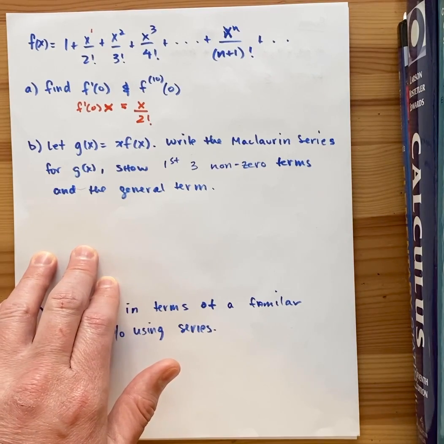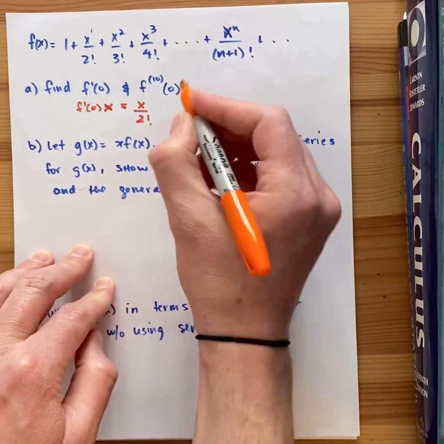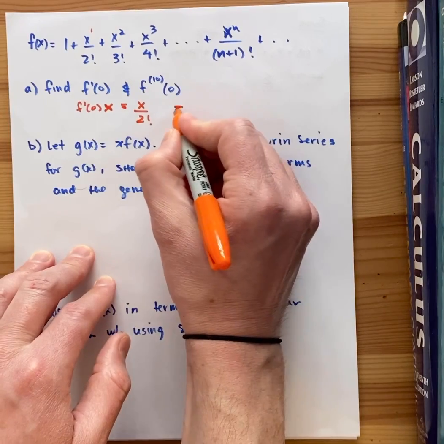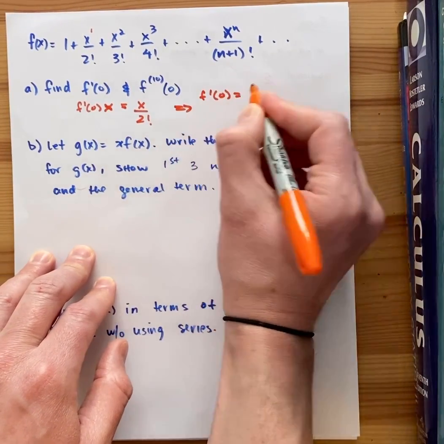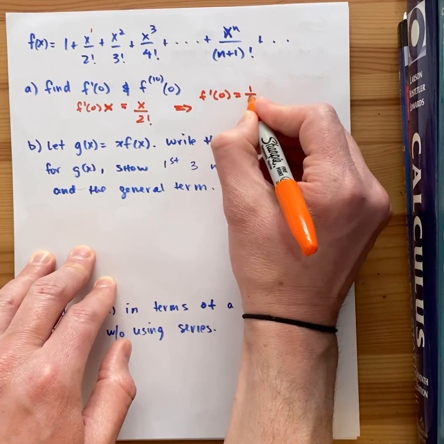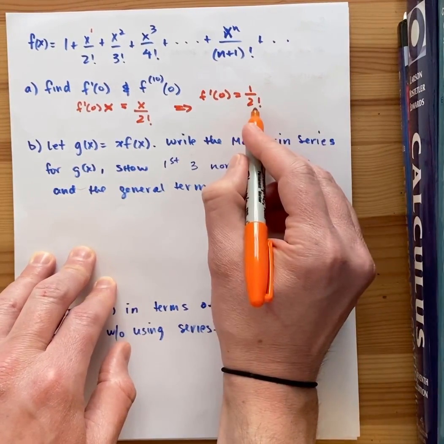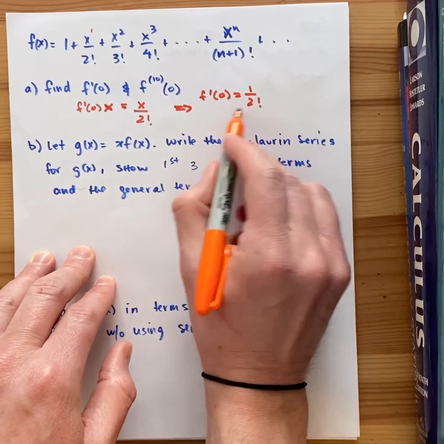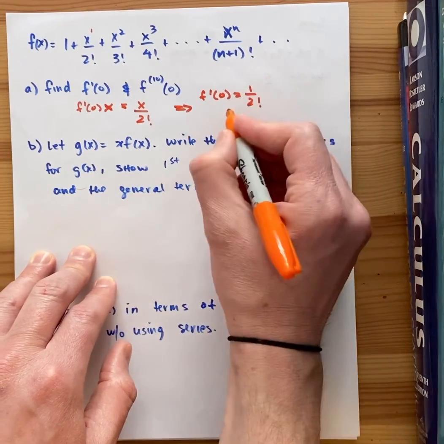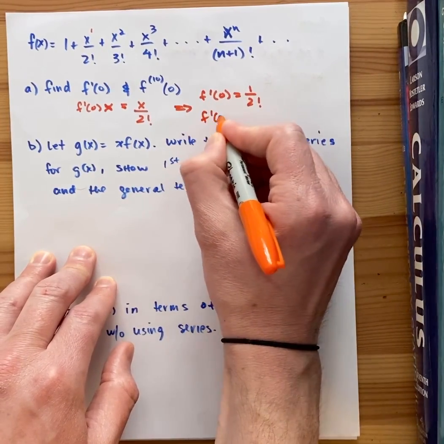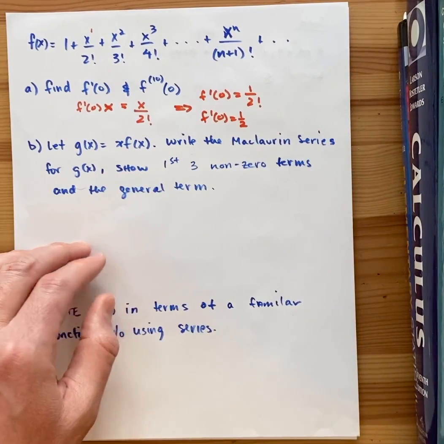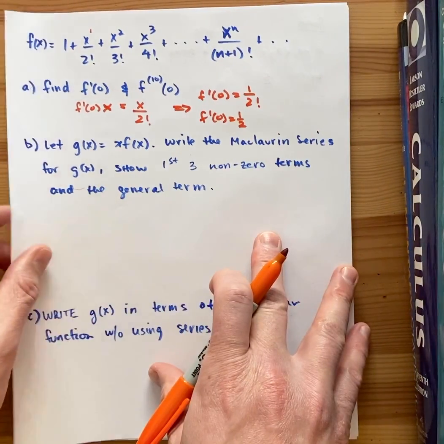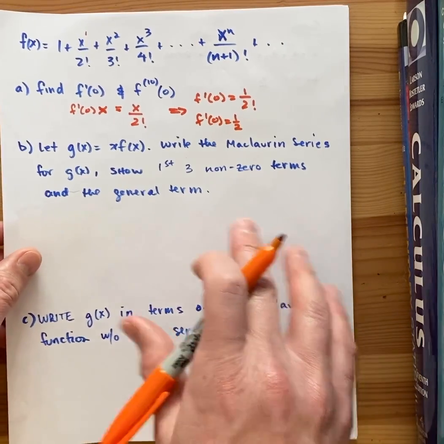Well, that becomes pretty simple because the x's wind up canceling out, and you get f prime of 0 is going to equal 1 over 2 factorial, which in our situation is very simple because that's just 1/2. So f prime of 0 in this case is going to equal 1/2. Okay, so that's the first part. Now, let's go to this one.